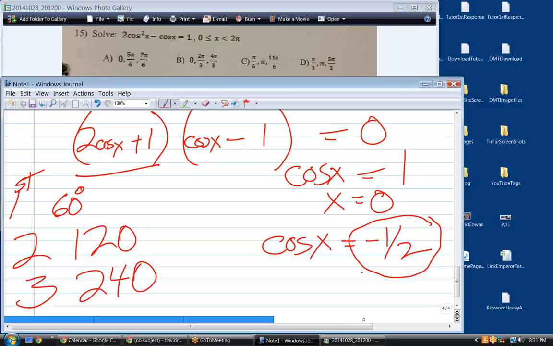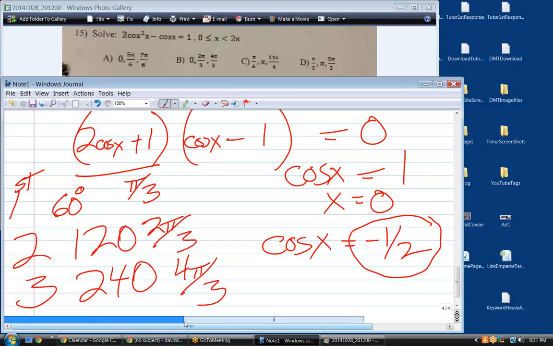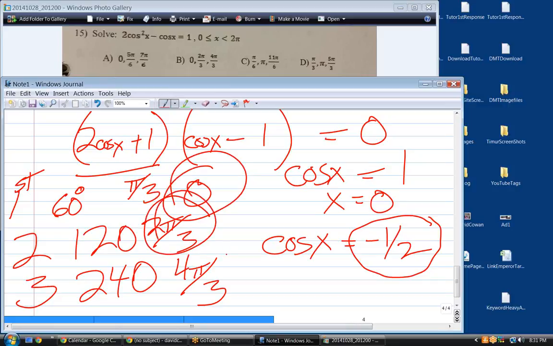Okay. There's your 3 answers, except all of our multiple choices are in radians. So this is the way I convert to radians. I don't really do it normally. This is 2 of those, so this has got to be 2 pi over 3. And this is 4 of them. This is 4 pi over 3. So our answers are 0, 2 pi over 3, and 4 pi over 3. B.